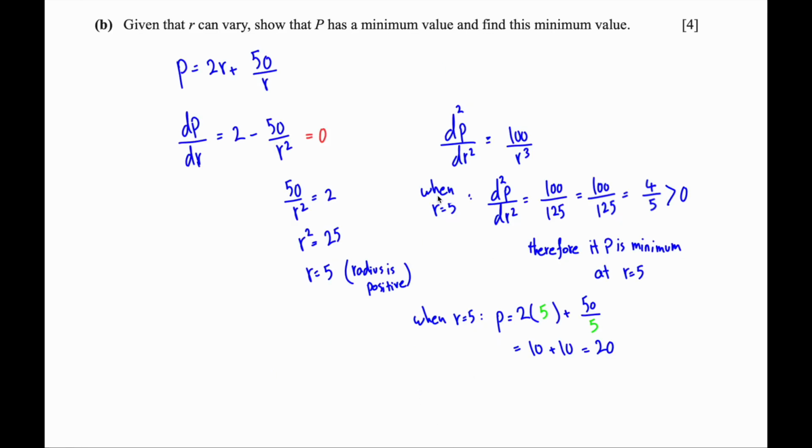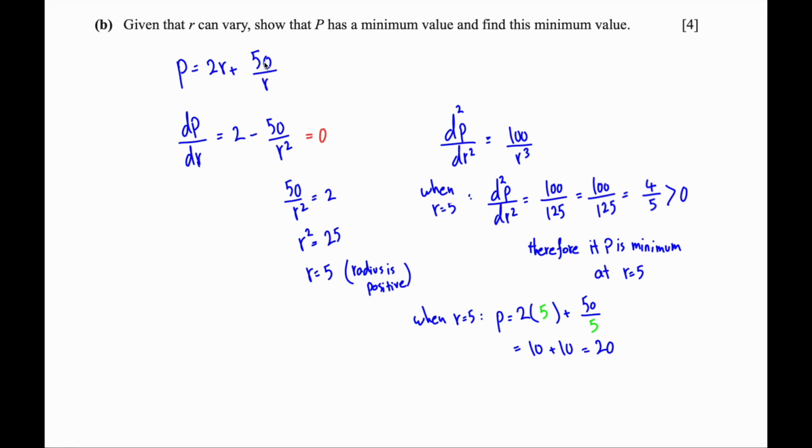In part B, I'm told that R can vary, and I have to show that P has a minimum value and find this minimum value. So I have written the perimeter again, which I found in terms of R in previous part. I'm just gonna go ahead and take derivative with respect to R. Derivative of 2R is just 2.